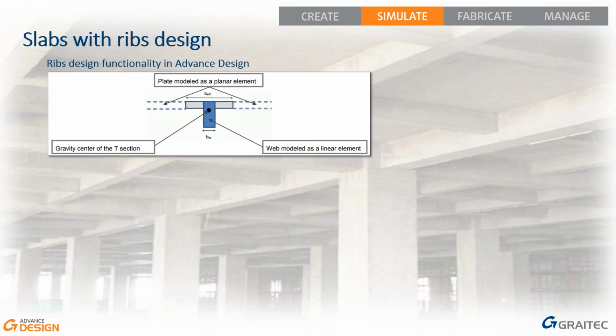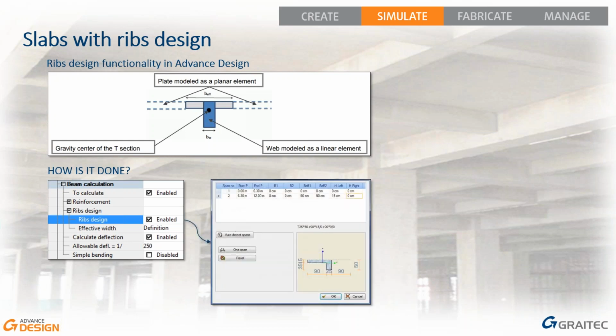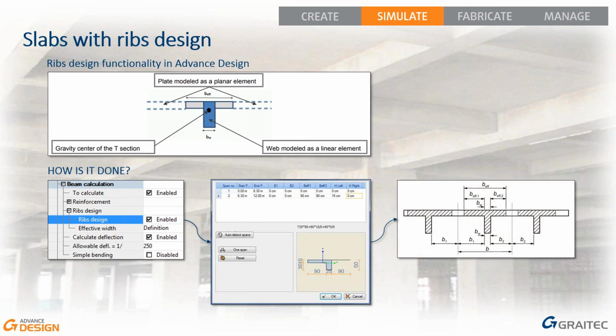As you can see, you just model your beam as a linear element and your plate as a planar element, so nothing really changes. All you have to do is define the effective width of the slab to make your beam work as a T-section. You can define it by hand if you calculate it yourself, or you can use the automated calculation according to the code standards.